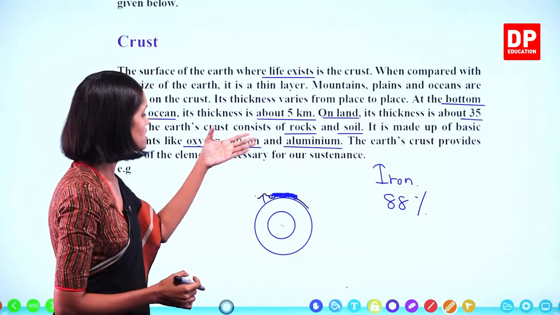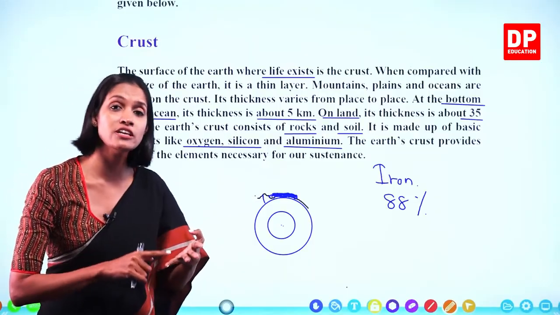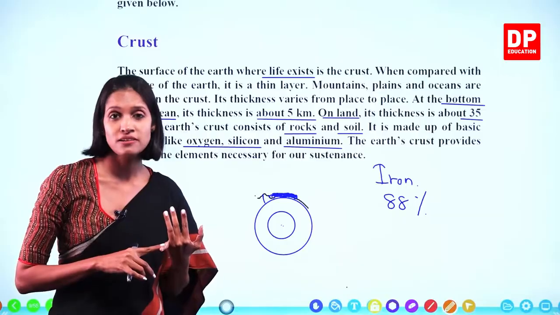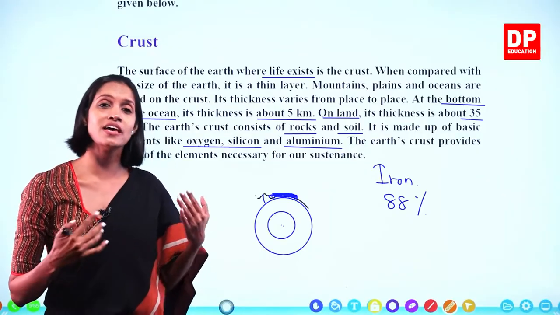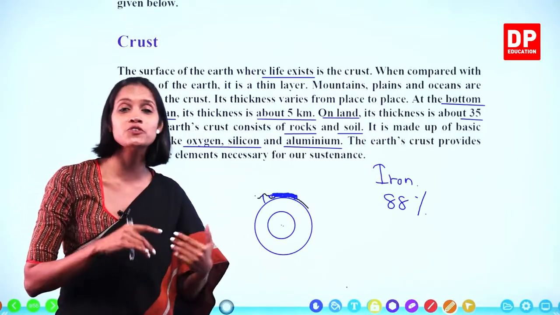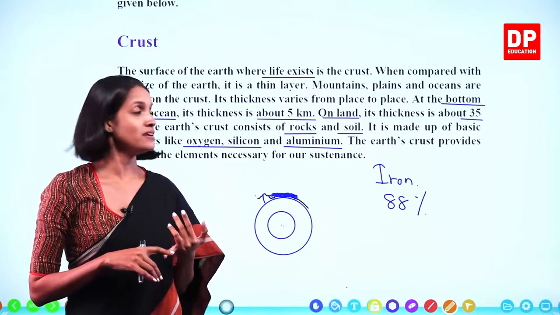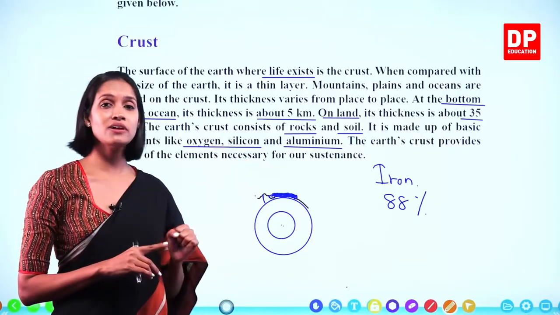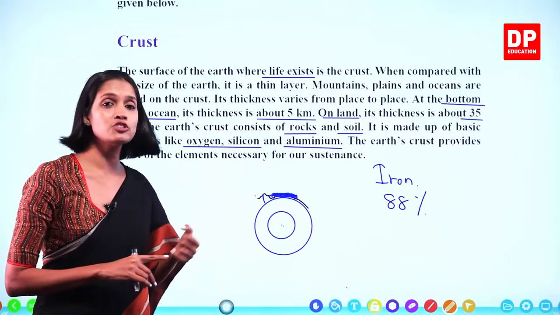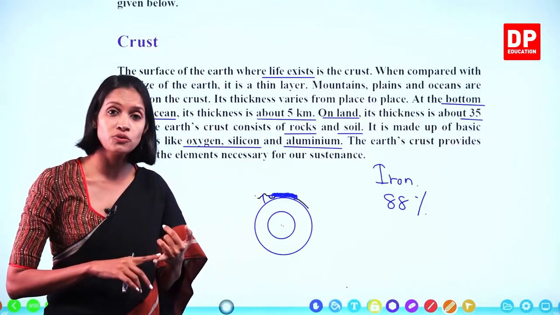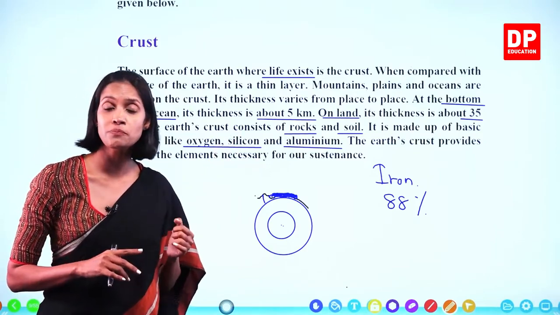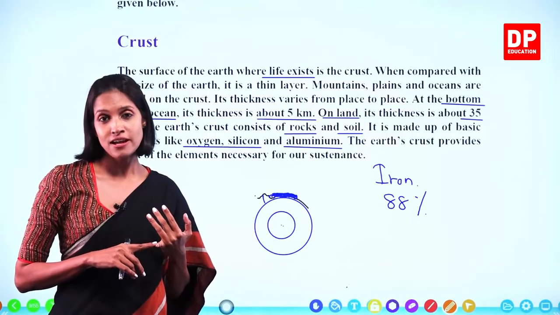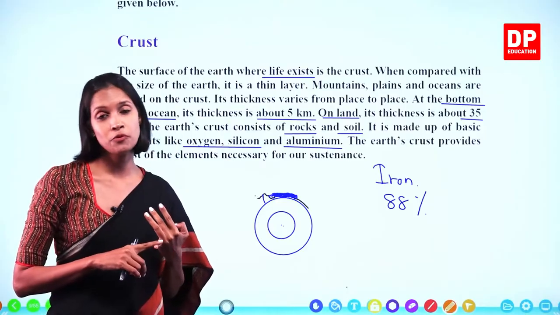What are the things? Now, this crust has soil. This soil is important for the growth of the plants, for agriculture. Right, children? And at the same time, as habitats for some animals also, this soil is important. So for building materials, you all know that sand, stones, rocks, all these things are very important. Even clay is very important for constructions.